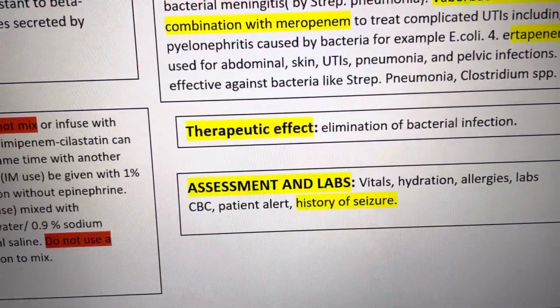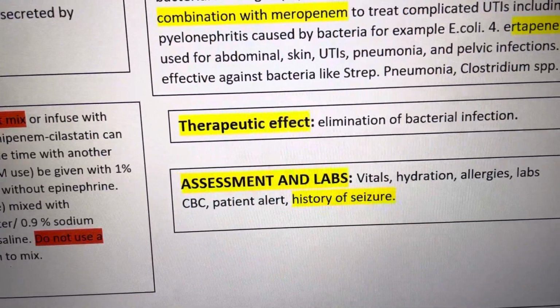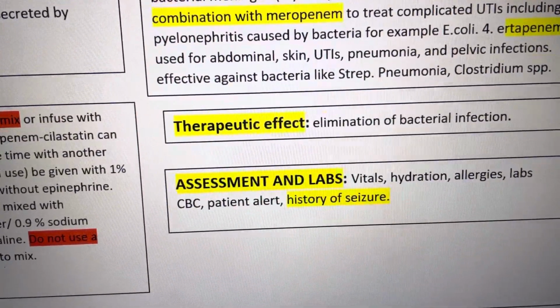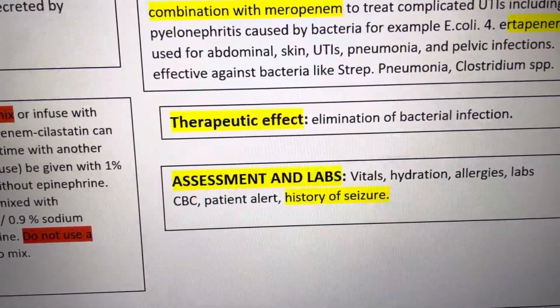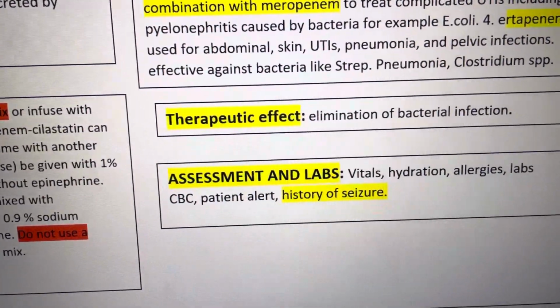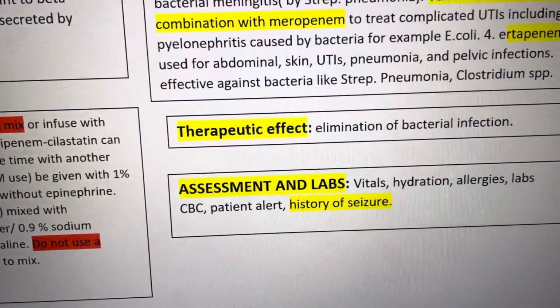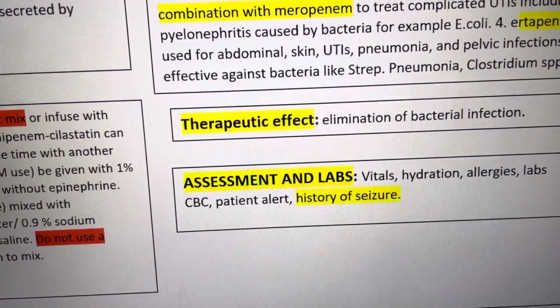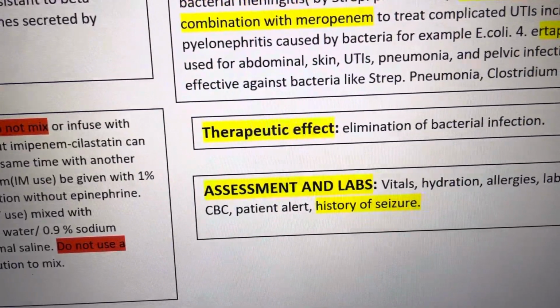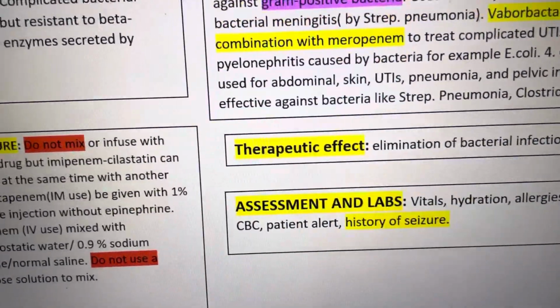So here also, whenever we talk about giving any drugs, we know some basics are always the same. We are always going to check vitals. We should know if the patient is hydrated, if any allergies. So these are the basics, and we need to follow them. And we also need to see if there is any certain or specific thing we need to look for. So here with carbapenems, we should know if there is any history of seizures.